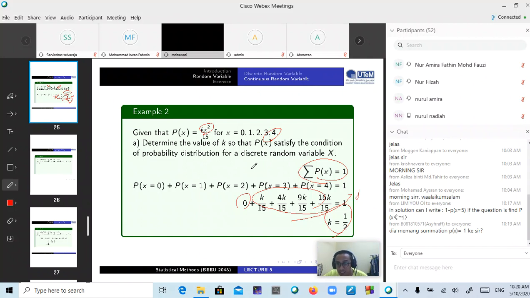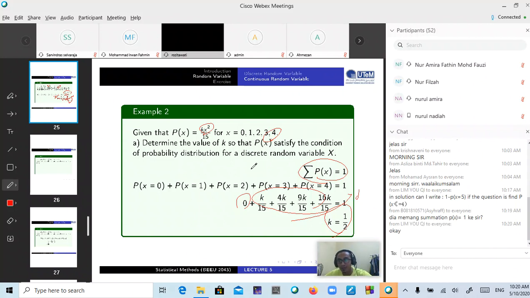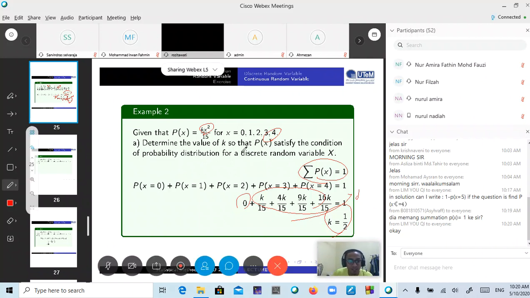In solution, can I write 1 minus px equal to 5 if the question is to find x less than equal to 4? Yes, can. You can write. Okay, Lim Yuki. Okay, you can write 1 minus probability x equal to... No. Not probability x equal to 5. Yeah, correct. Betul.